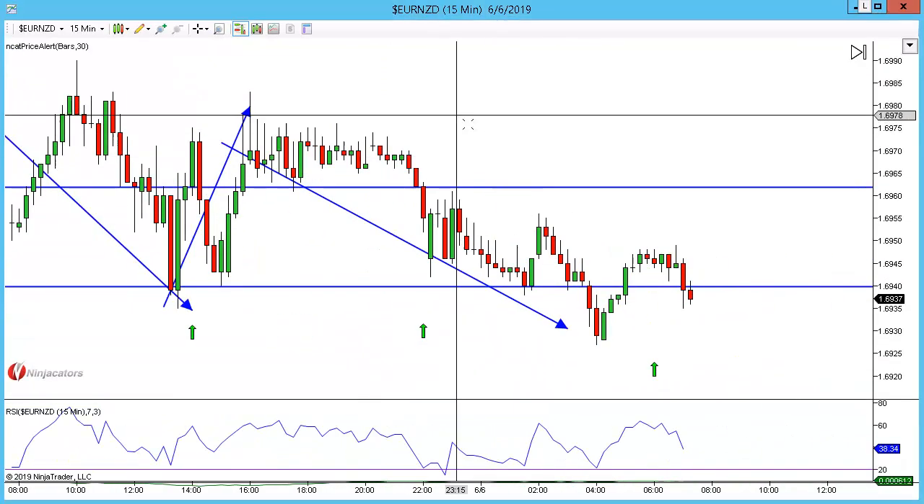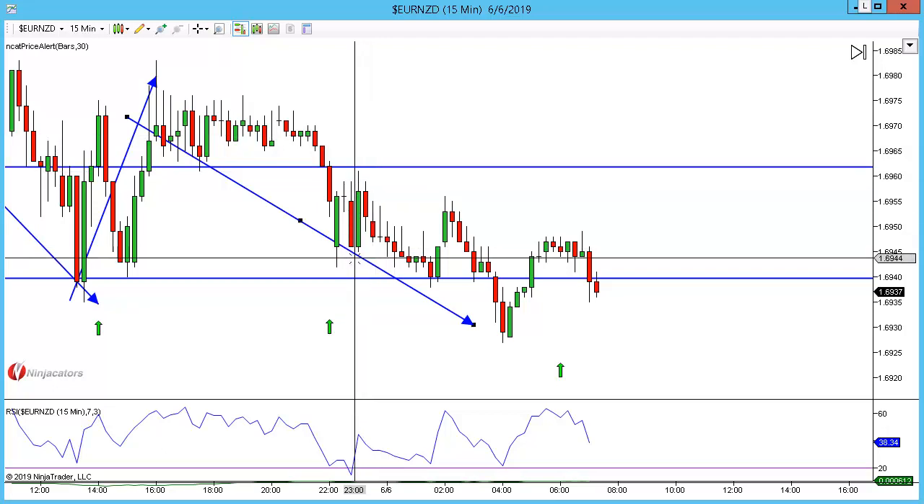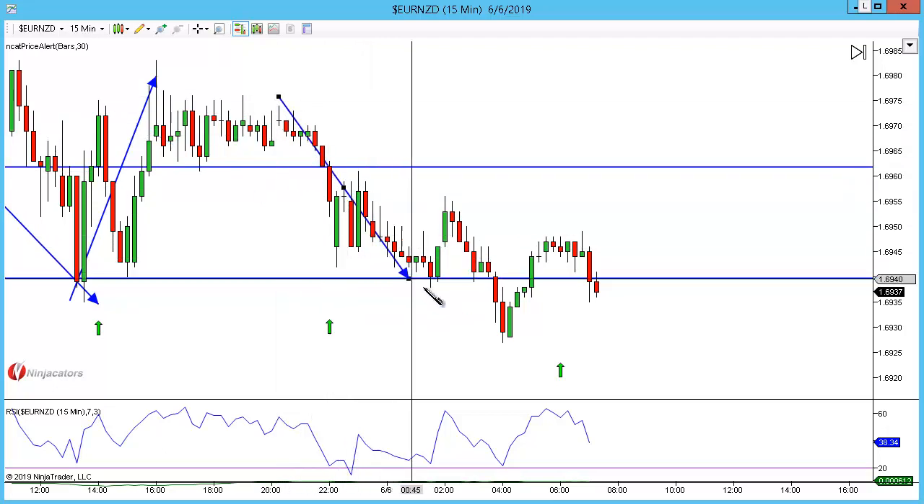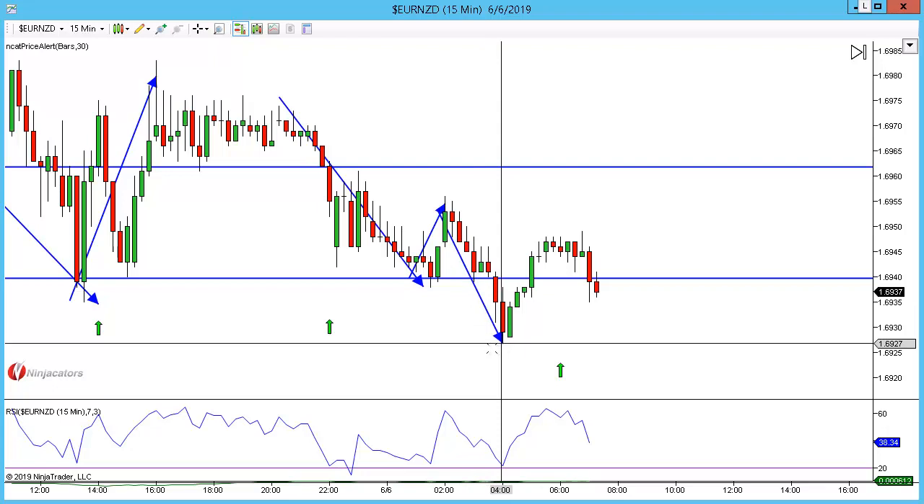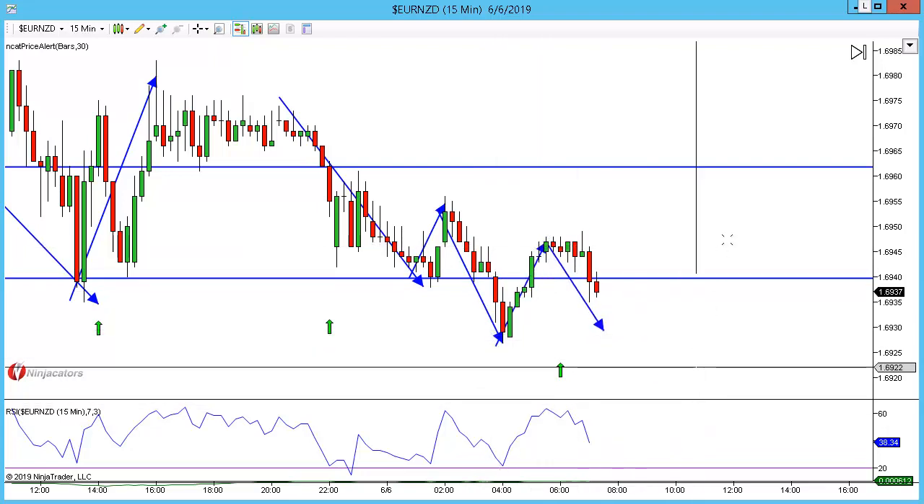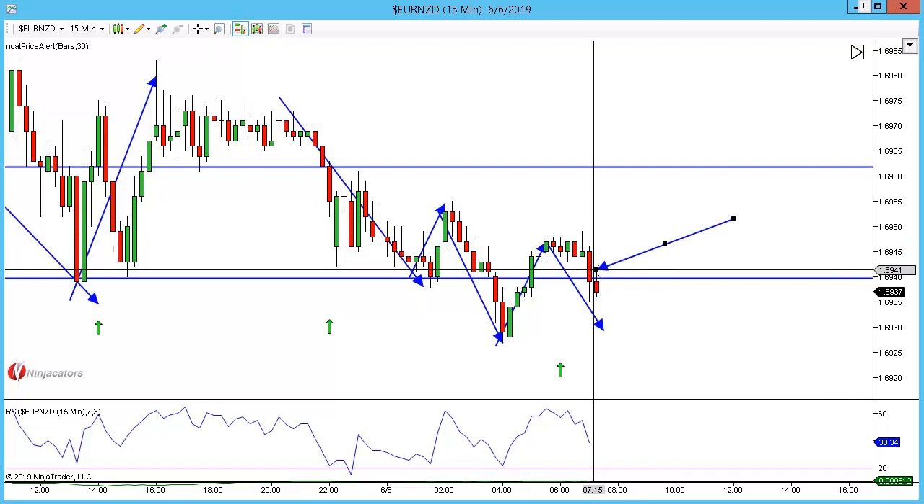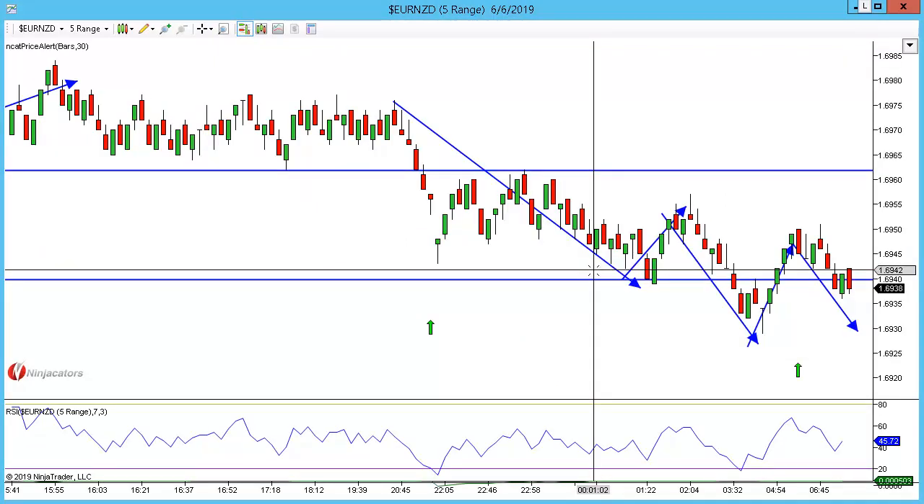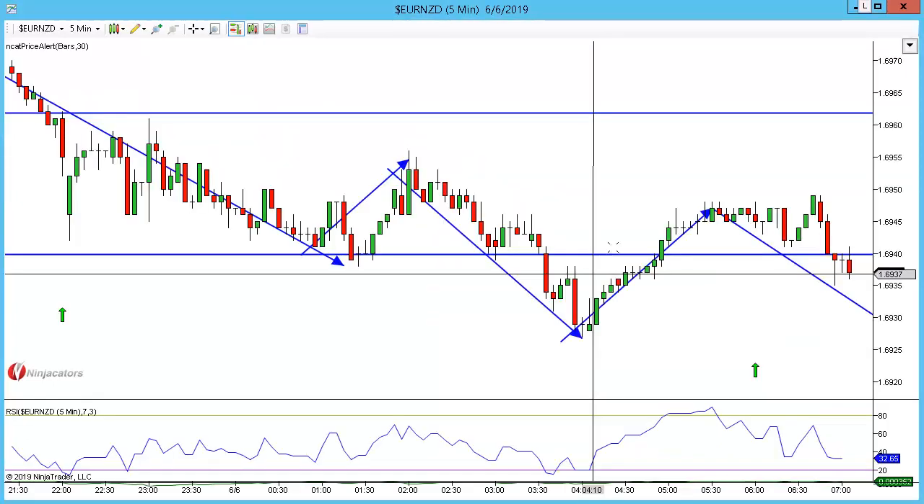So if you go to the 15 it is looking like the same: move lower, pullback, move lower, pullback, looking for a retest of the lows or a continuation. You have already had the lower low, lower close. Let's just check out the 5 range. Nothing. Let's check out the 5 minute.